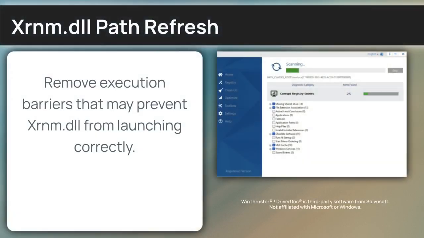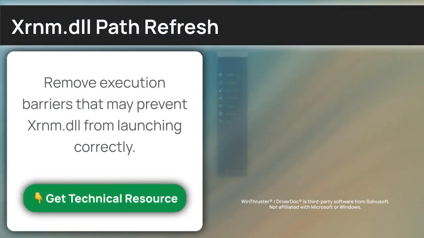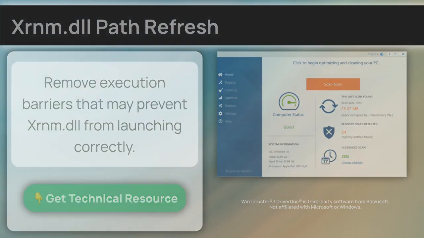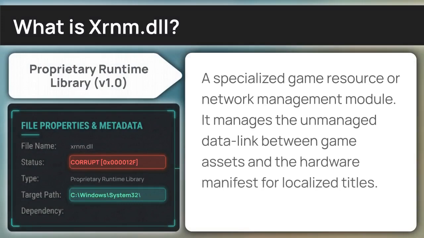To kick off the manual repair for Xrnm module, you can also find an official toolkit designed for system-level synchronization. This is the Xrnm module, a specialized game resource or network management module. It manages the unmanaged data link between game assets and the hardware manifest for localized titles.